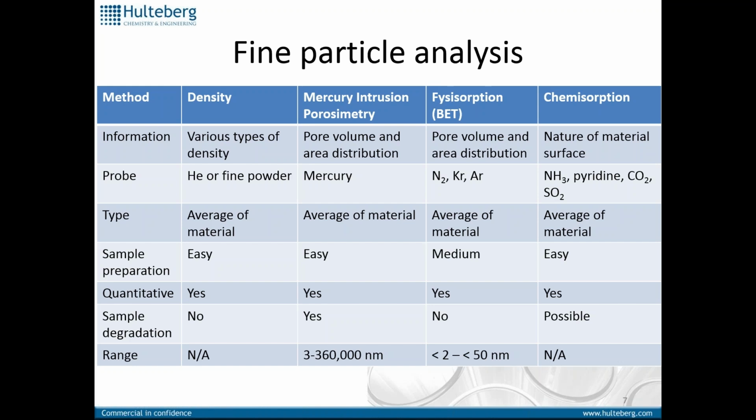With respect to ranges, mercury intrusion porosimetry gives you pores from 3 to 360,000 nanometers, and the physisorption from 2 to 50 nanometers, but with better resolution than the mercury intrusion analysis. So they overlap quite well. The lower limit depends quite a lot on the probe used and the material for physisorption. So it's less than 2, but it can also be significantly less than 2.